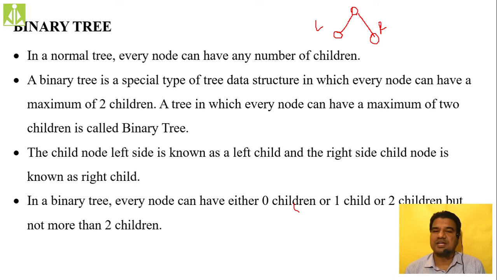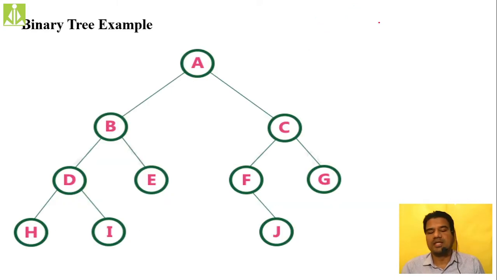A graph can be connected or unconnected. If it is a connected graph and has exactly n vertices and n minus 1 edges, we call it a tree. And if it is a tree and has at most 2 children for every node inside it, then we call it a binary tree. So quickly, this is a binary tree.